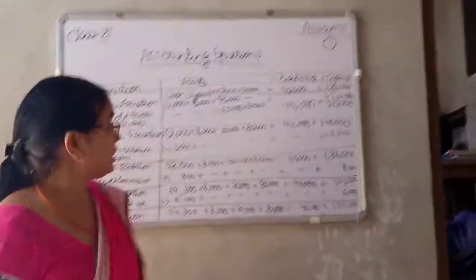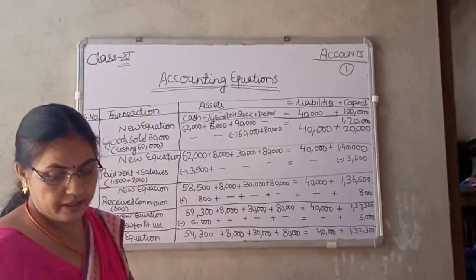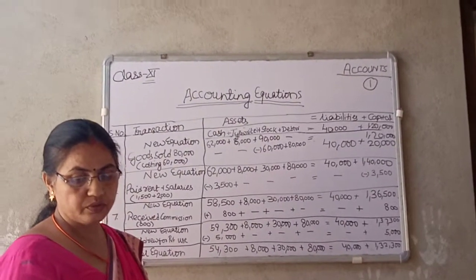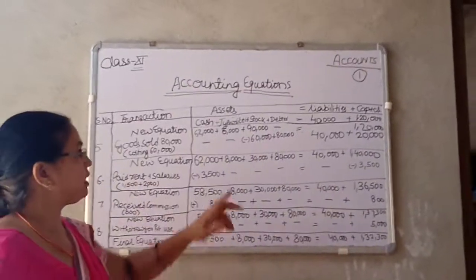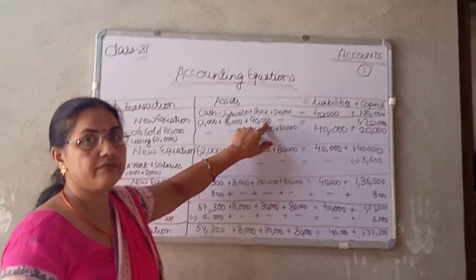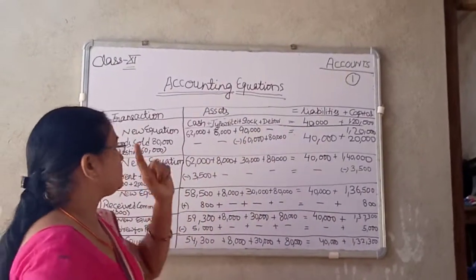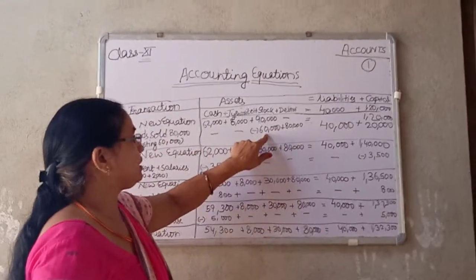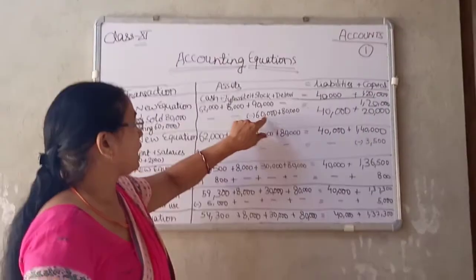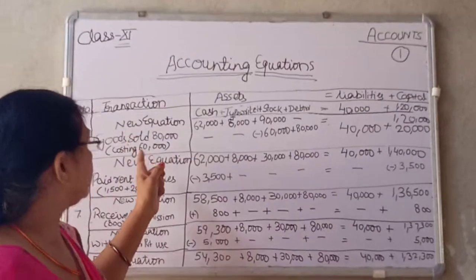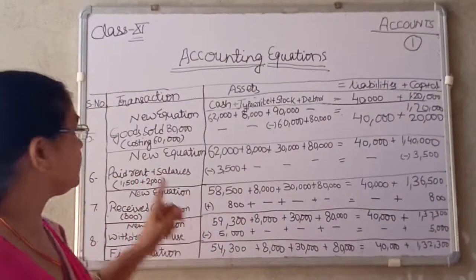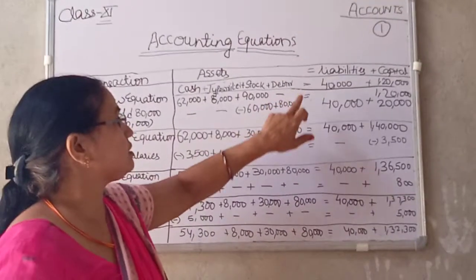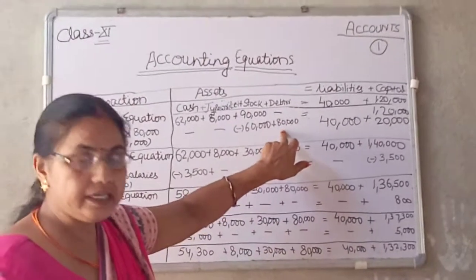Now we move to the next transaction, that is the fifth one, and it says that goods costing 60,000 were sold for 80,000. We have to keep in mind that the total stock we have is 90,000, out of which the cost of the stock sold is 60,000. So we will deduct 60,000 from the stock, and as the payment has not been made, it is a credit transaction, so we will create a new asset, that is debtors, and in the debtors we will show 80,000.